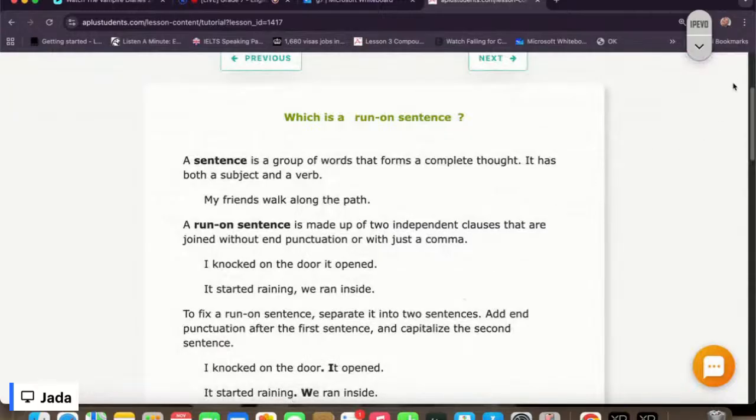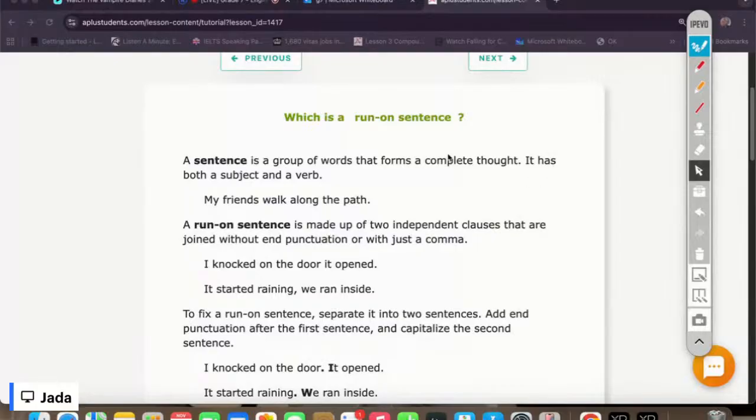All right, so a sentence is a group of words that forms a complete thought. It has both a subject and a verb, just like we know. Okay, and we have: my friends walk along the paths. Okay, so my friends is the subject, and then the verb is what? Walk.